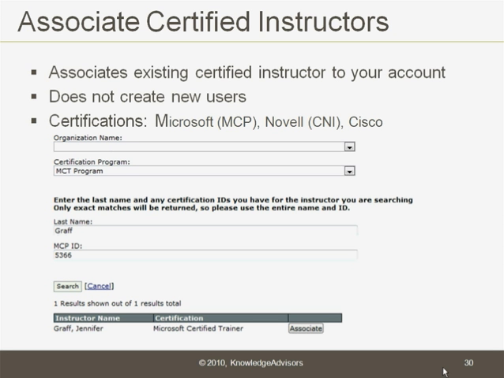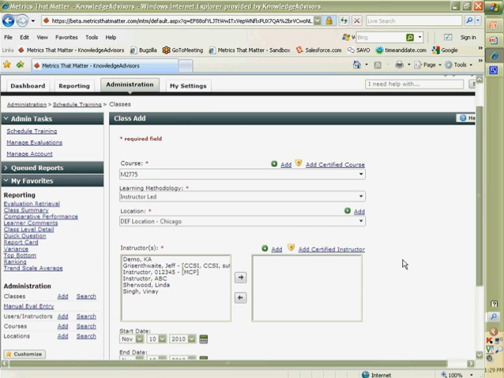In Metrics That Matter, on the class add page, you'll be able to see what instructors you have in your account and what instructors you have had associated with your account already. If you don't see the instructor that you're looking for, and you know that this is a certified instructor, and the content provider requires you to use a certified instructor, you'll want to click Add Certified Instructor.